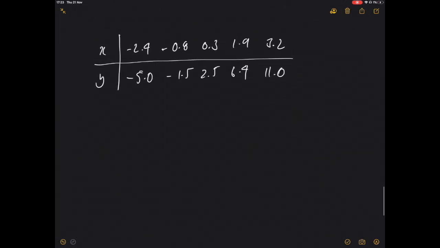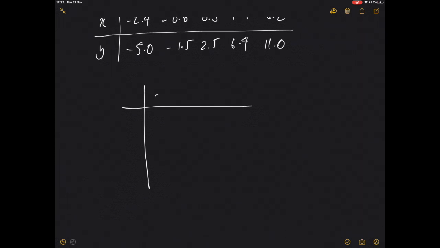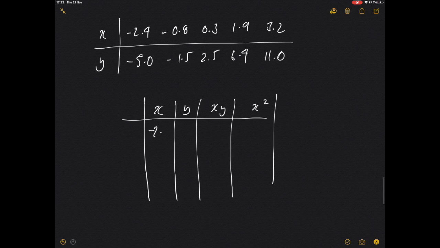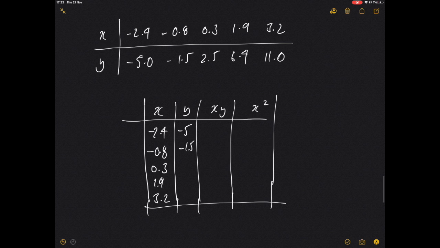So this means we can just create a table. We have our x, our y, we want an xy, and we also want an x squared. We put this in and begin to fill out the table. Our x would be minus 2.4, minus 0.8, 0.3, 1.9, 3.2. Likewise, our y is minus 5, minus 1.5, 2.5, 6.4, and 11.0.